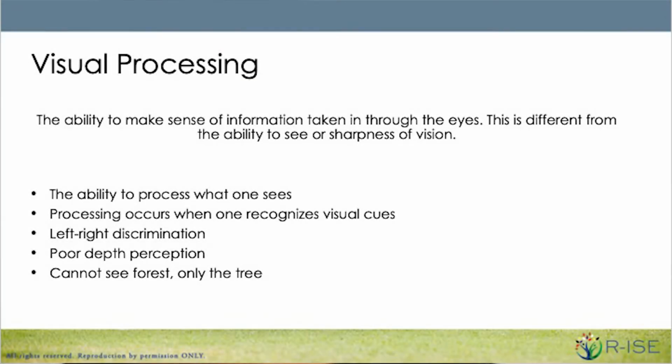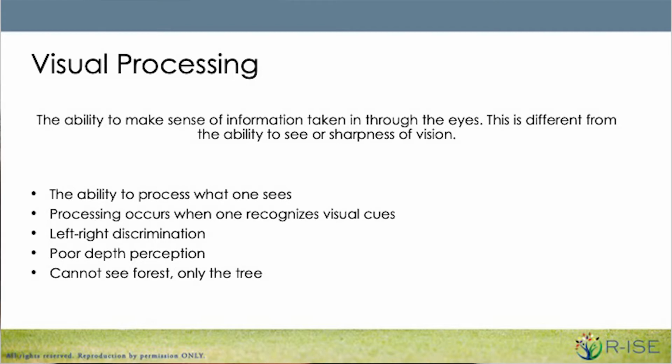So let's talk a little bit about more detailed information. Video processing is the ability to make sense of information taken in through the eyes. This is different from the ability to see or the sharpness of our vision. So video processing has nothing to do with the need for glasses, the need for large print. It has to do with how we perceive what we see. So the ability to process that information.